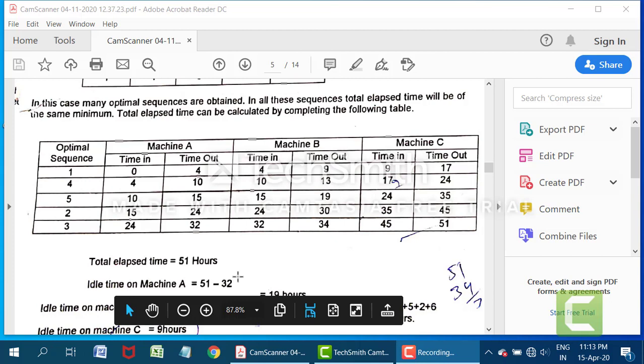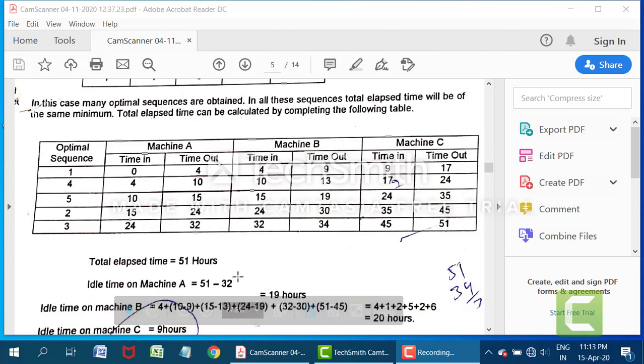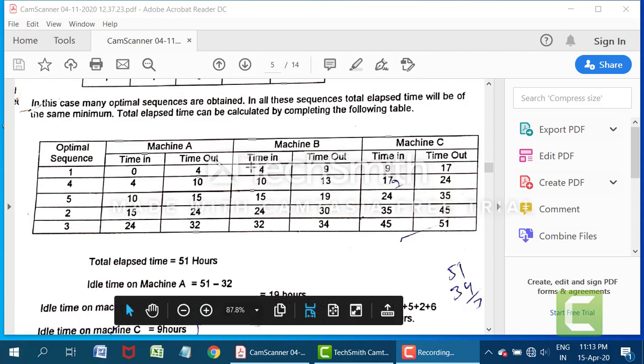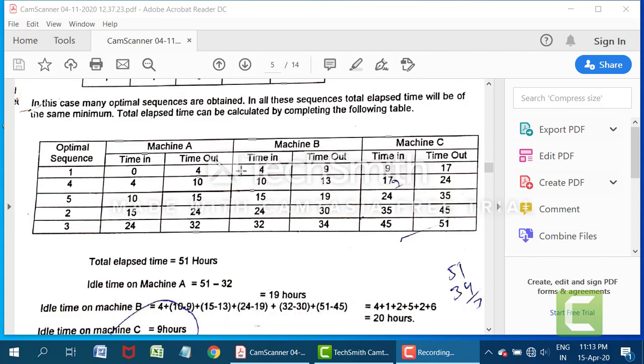So in this total span of 0 to 51 minutes, how much time was machine A busy? Up to clock time 32 only. From clock time 0 to clock time 32, not a single minute was wasted. It was completely busy up to clock time 32. Thereafter it was idle. So idle time equals 51 minus 32. Then the idle time on machine B. See, in the beginning, for the first 4 minutes, it did not start the operation.